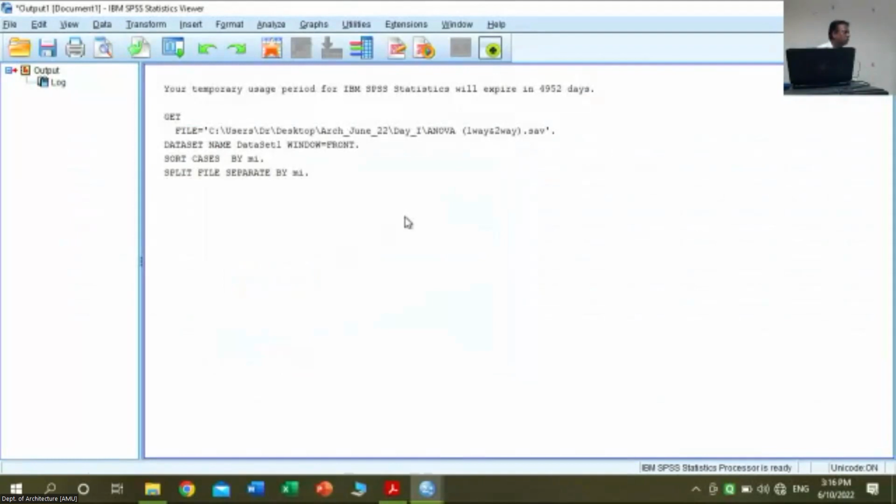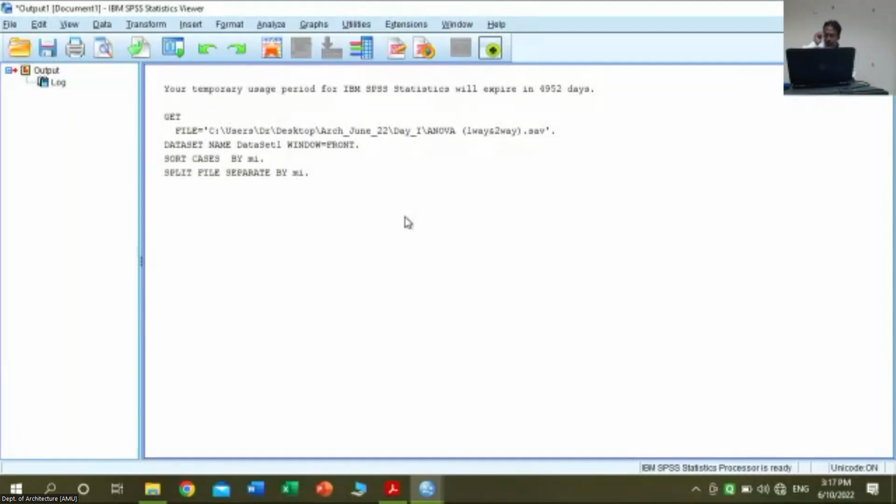Yesterday I told you how to check the normality, and I discussed 4 procedures. One is the histogram with normal curve, another was skewness and kurtosis, third was the Kolmogorov-Smirnov test and the Shapiro-Wilk test, and the fourth one was the QQ plot. So here I will consider only the first one, histogram with normal curve, and through that we can check whether all the 4 groups are approximately normally distributed or not.